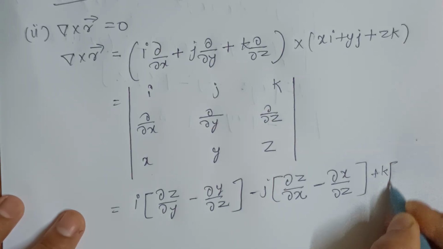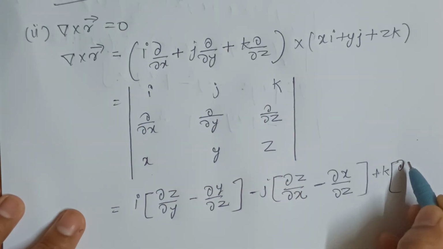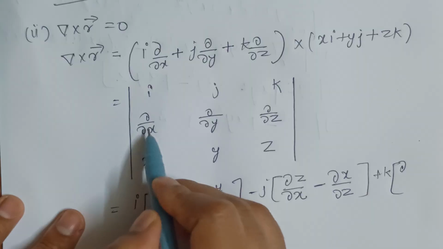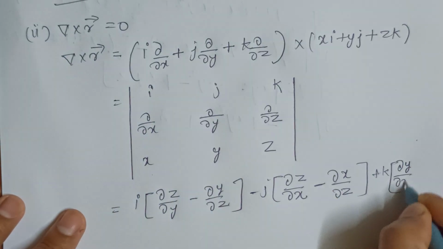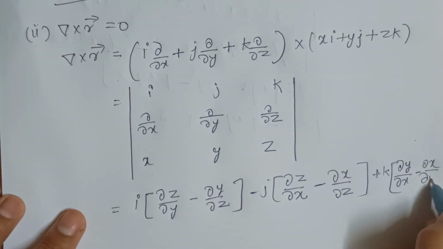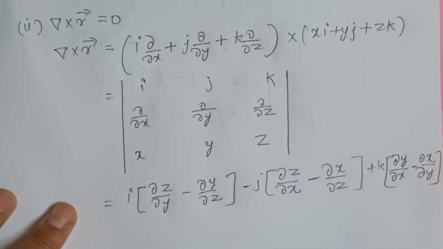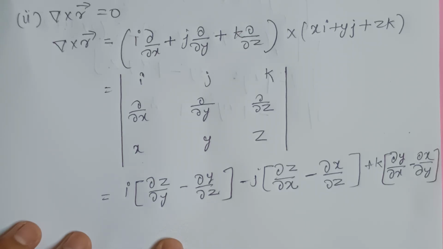Now plus k times, leaving the kth column and kth row, it's going to be dou y by dou x minus dou x by dou y. Is this clear till now?